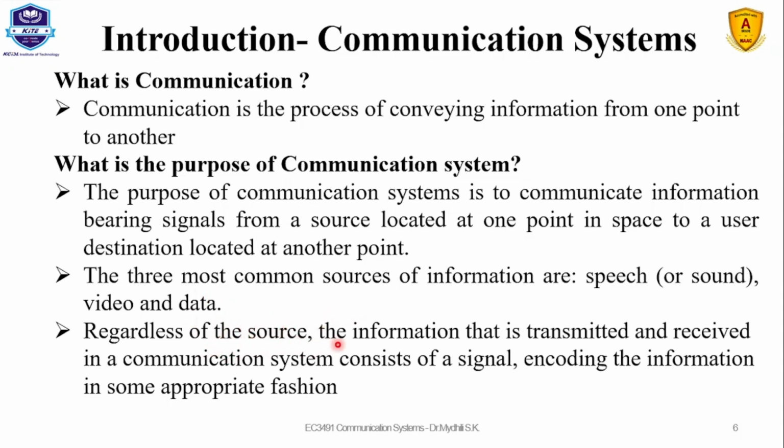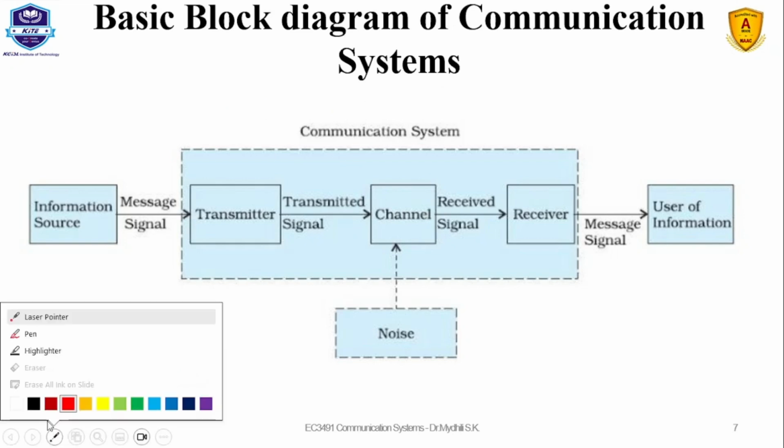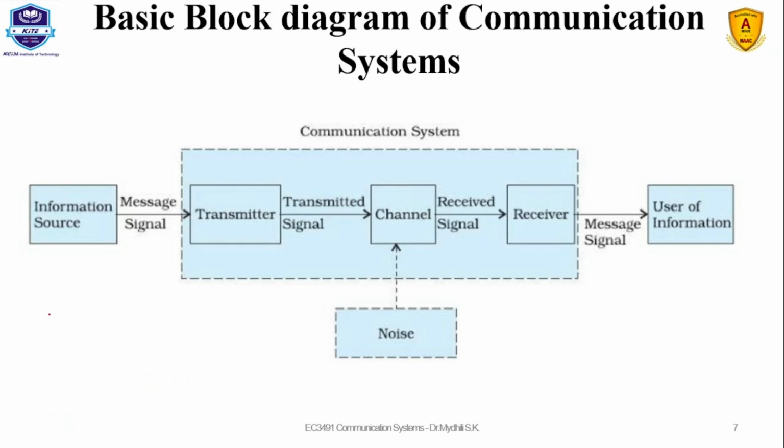So regardless of the source, the information that is transmitted and received in a communication system consists of a signal, encoded with information in an appropriate fashion. So this is what communication is. Coming to the block diagram representation of the same, a simple communication system has the following. Three elements are very important here. You could see the information-bearing signals.